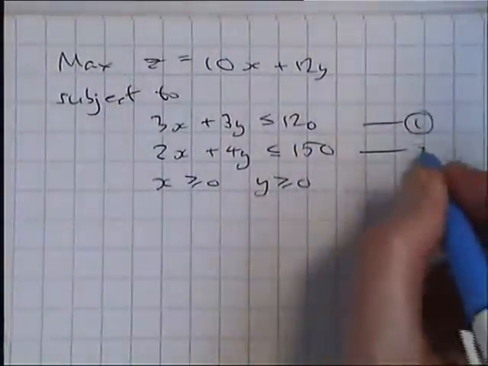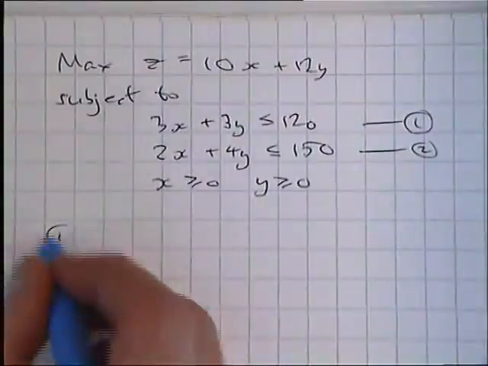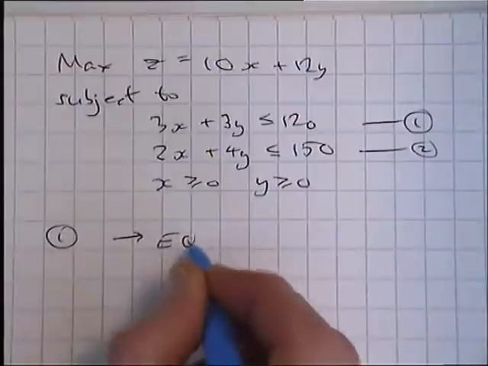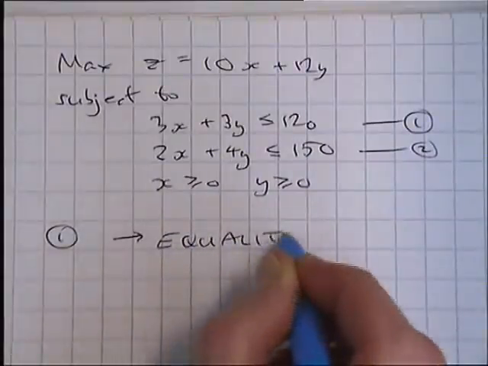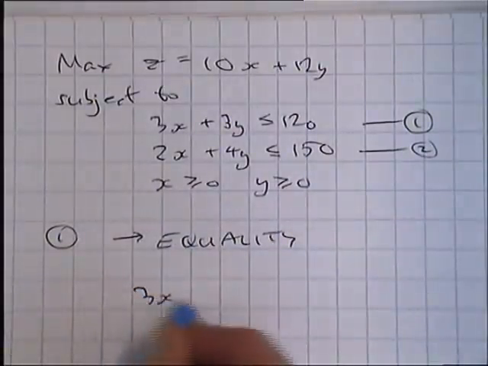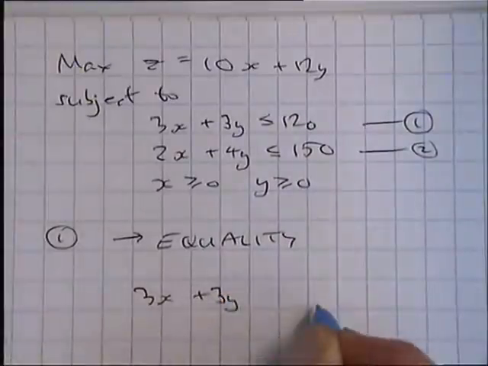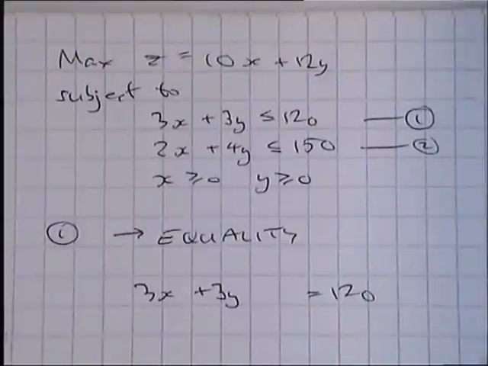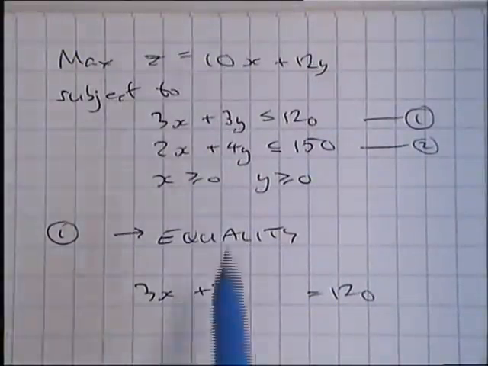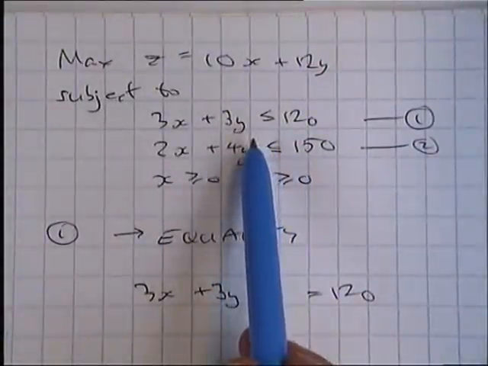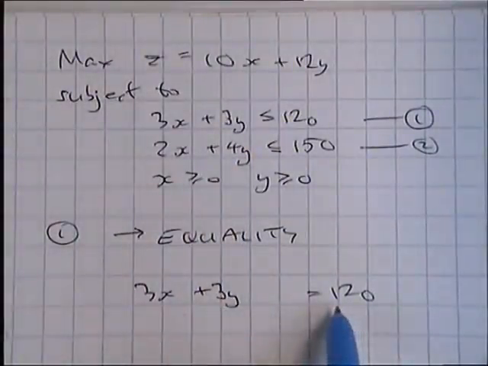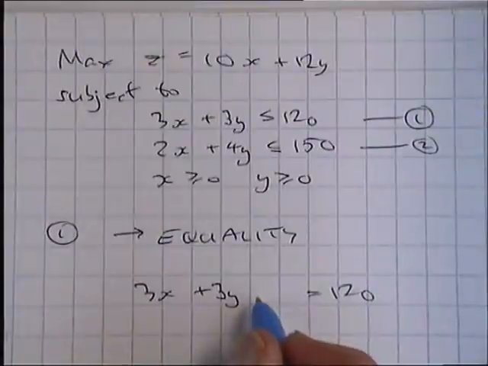So I'm going to label that one number 1 and that one number 2. Number 1, we change from an inequality into an equality. But we don't just write 3x plus 3y, and I'm deliberately leaving a gap here, equals 120, because 3x plus 3y could be less than 120. So if it's going to be equal to 120, I'm going to add something else to it.